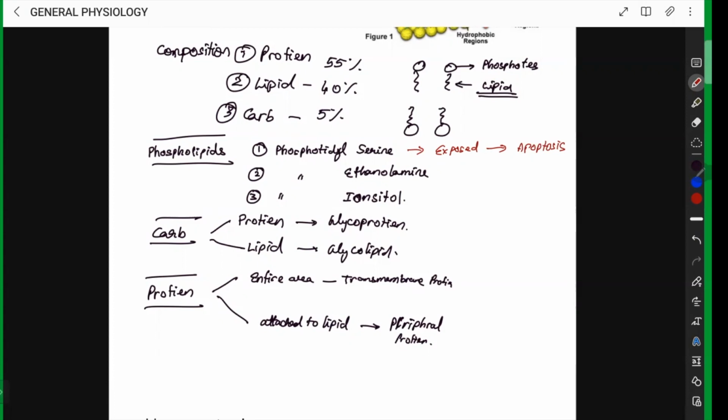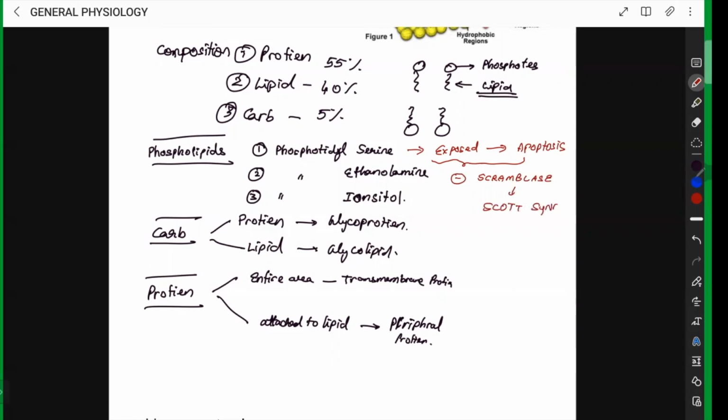Who is going to lead this shift from inside your cell to outside? This is going to be done by an enzyme, an enzyme called scramblase. When there is a deficiency of scramblase, that is going to lead to Scott syndrome.